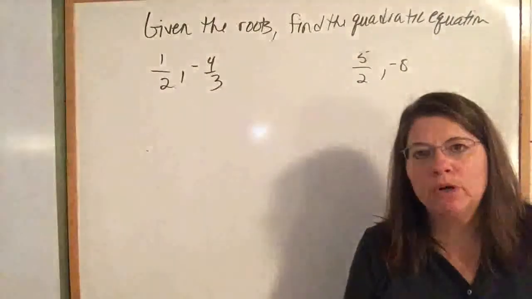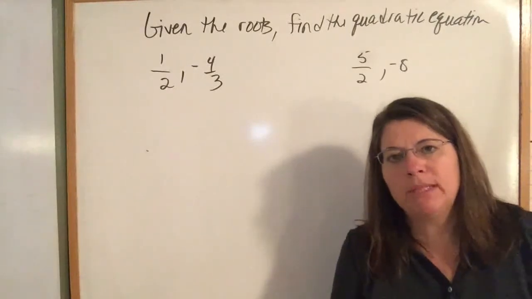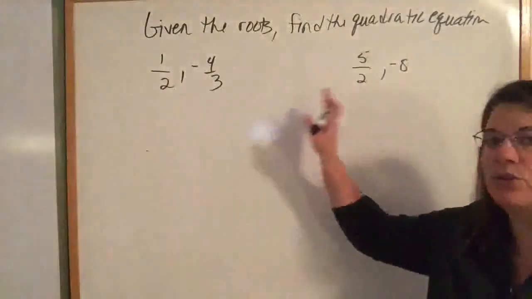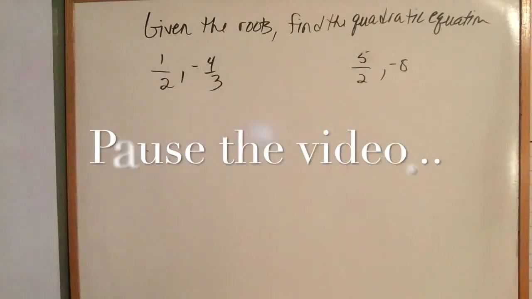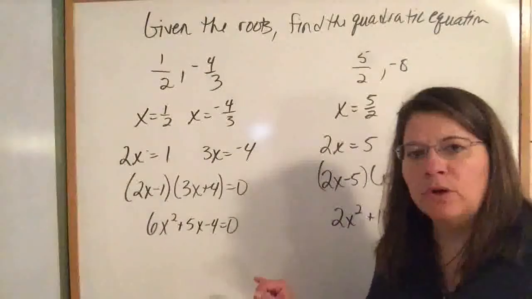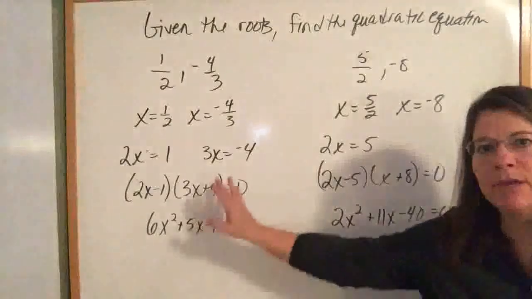So here are two more. Go ahead and try to do these on your own. See if you can find the polynomial equation that would give you these two zeros or these roots. Here are those problems worked out. You can look through the work and make sure you understand where all this information came from.